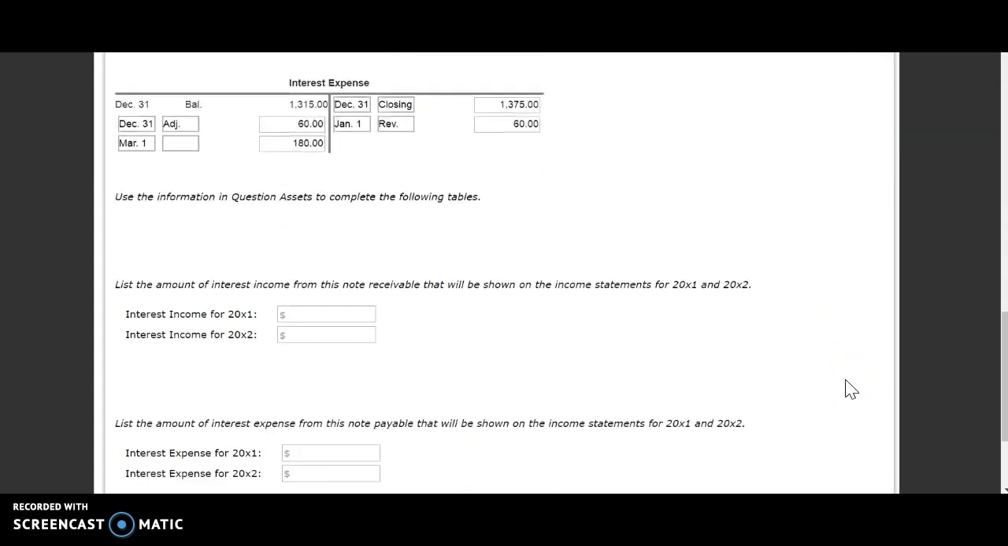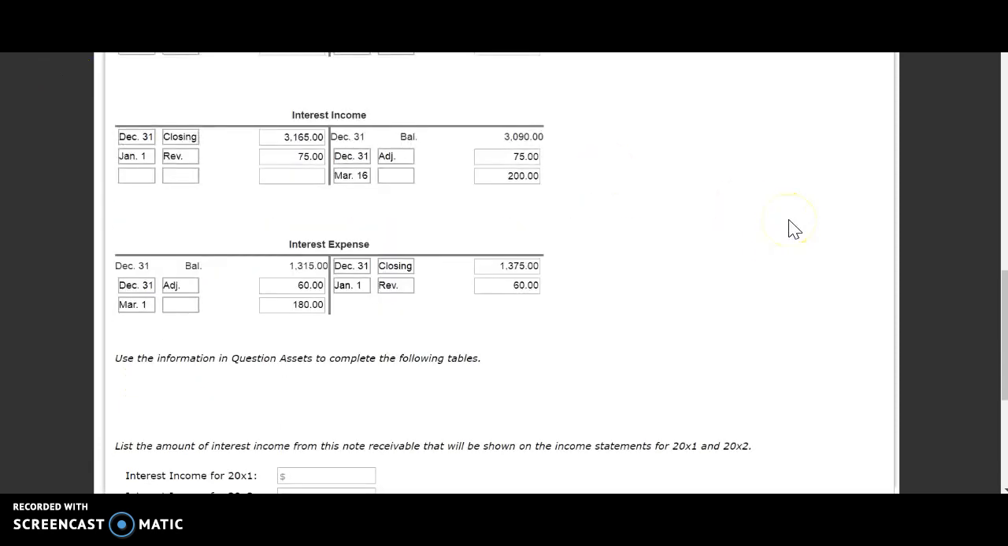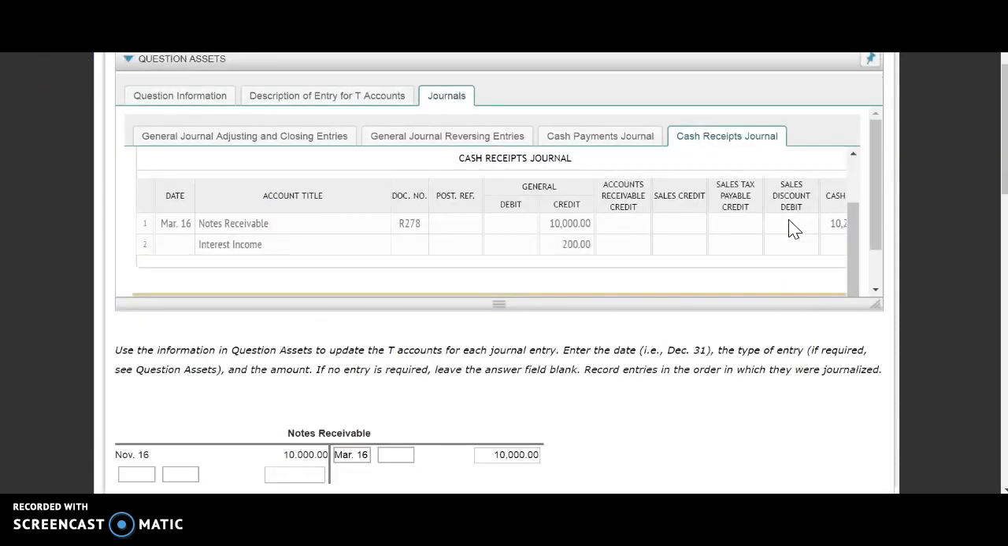I'm going to scroll down here. It says use the information in question assets to complete the following tables. It says we're going to list the amount of interest income from this note receivable that will be shown on the income statements for 20X1 and 20X2. Okay, there's a couple things that I want to look at for this. First of all, I'm going to look at this maturity amount.